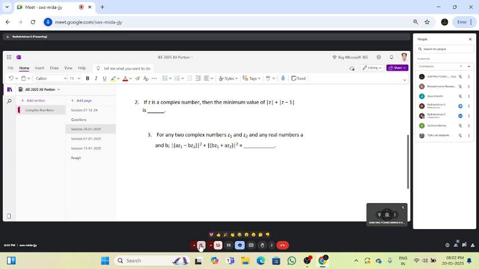Okay. So what concept are you using here? For any two complex numbers Z1 and Z2, and any real numbers A and B, we want A square plus B square into Z1 square plus Z2 square mod. But how did you do it?